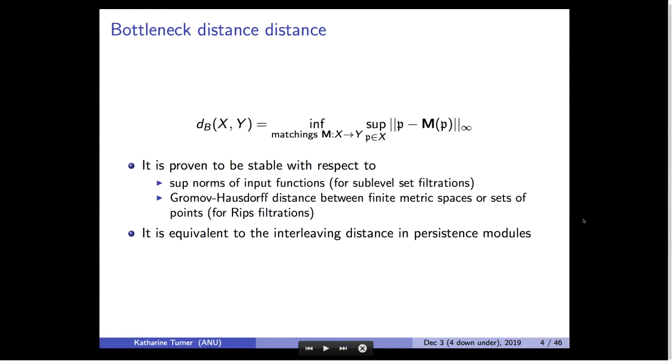Okay, but the key thing is, people like it because it's stable, and people also like it because it has nice theoretical properties in terms of algebra. So people have studied the interleaving distance between persistence modules and have shown that it gives you the same thing as the bottleneck distance between their corresponding persistence diagrams.